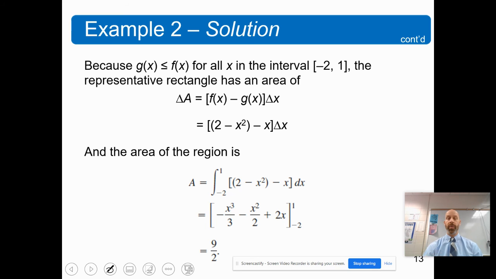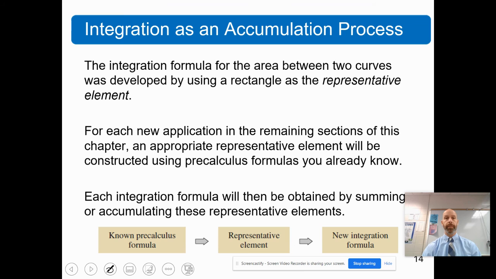So how this example was different than the first one was you had to figure out what the a and the b is. In addition to doing the integration, you had to figure out what the starting point and the ending point of this integration was going to be.